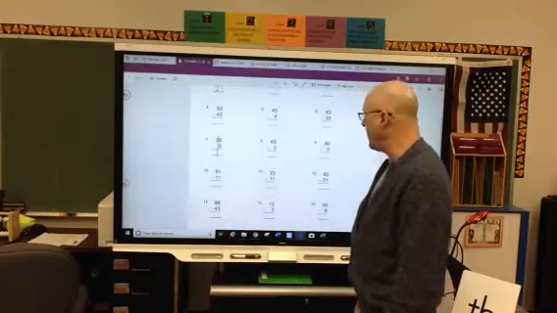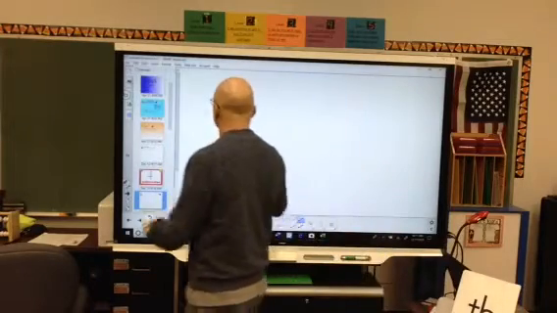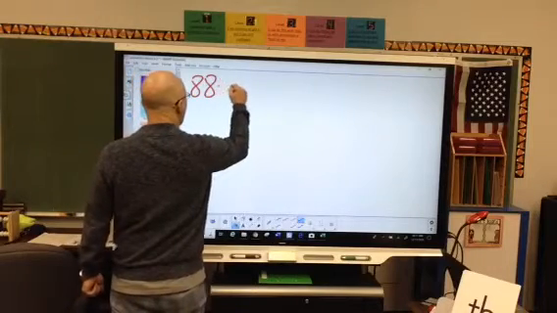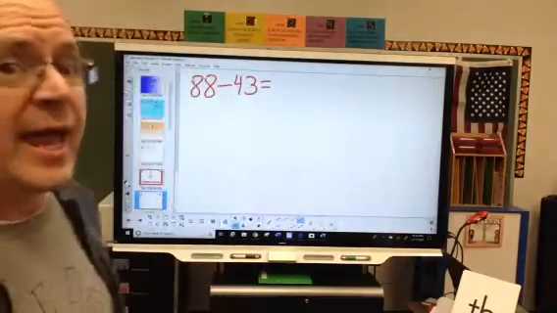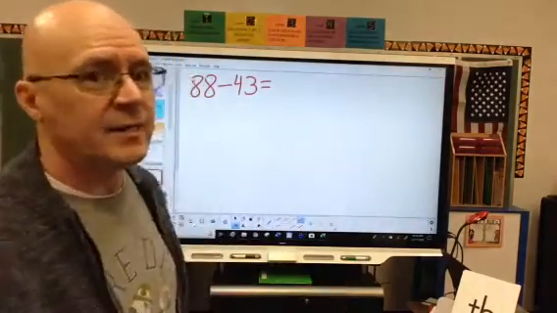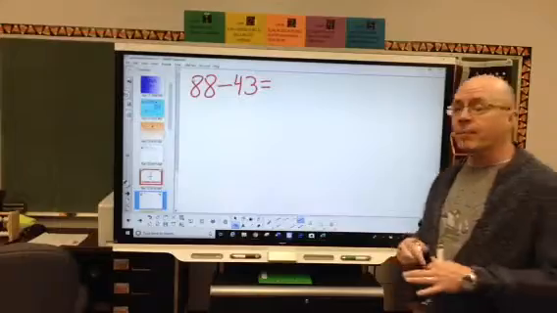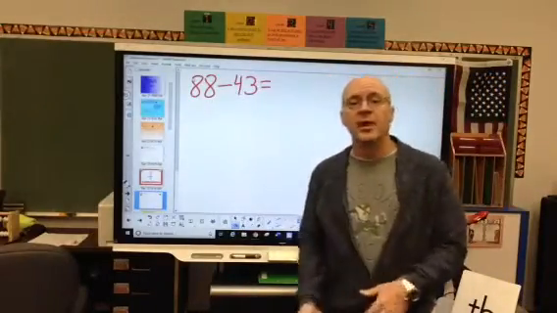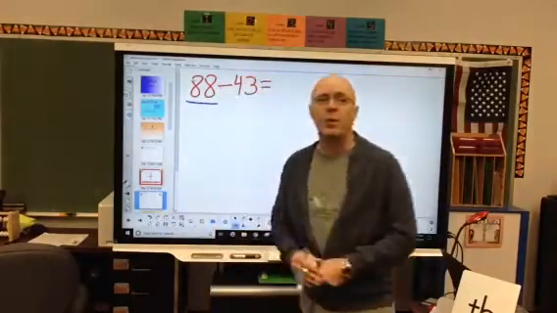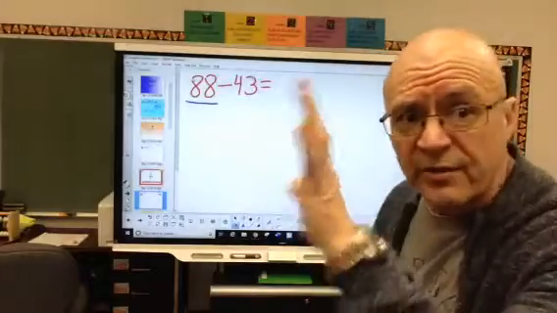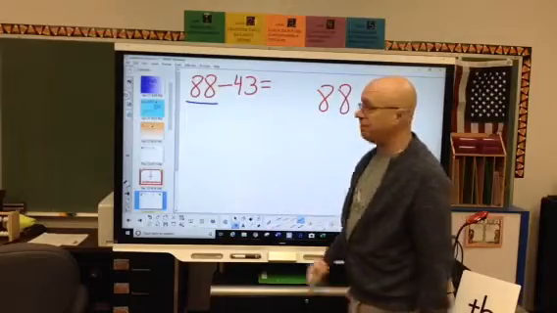Let's try 88 minus 43. I'm going to find the difference of 88 and 43, or the answer to the subtraction problem 88 minus 43. Remember, when we write a problem this way, the number we start with is first. And when we write it up and down, the number we start with goes on top. It has to, guys. If it doesn't, you're going to get messed up.